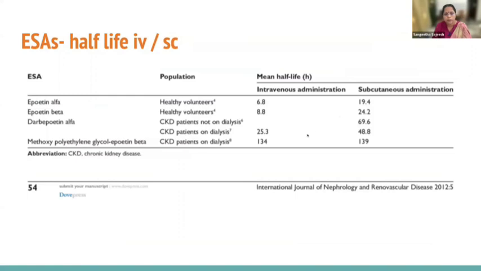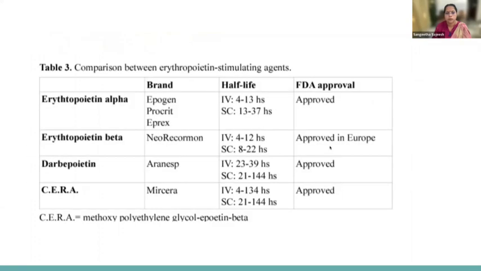Then darbepoetin alpha, the IV half-life is 25.3 hours, and for subcutaneous it is 48.8 hours. Then methoxypolyethylene glycol epoetin beta or CERA, the IV and subcutaneous half-life is almost similar, 134 and 139 hours. All these are FDA approved agents.